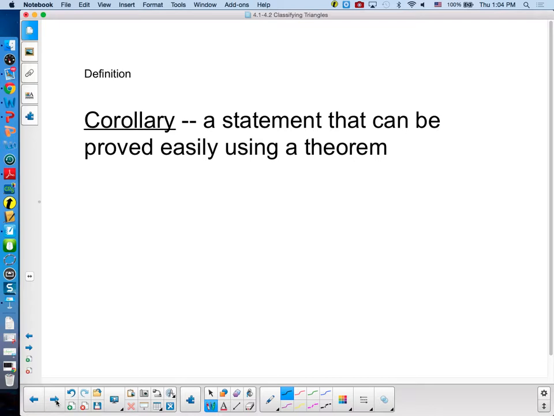Another corollary is the one that I asked you about. If you have one angle 90, the other two have to add up to 90. What are two angles called that add up to 90 degrees? Complementary. So that one's going to talk about the two angles having to be complementary. Got the definition of a corollary? Sometimes I refer to this as a baby theorem because it's not a big enough idea to be on its own. So it comes from another theorem easily.